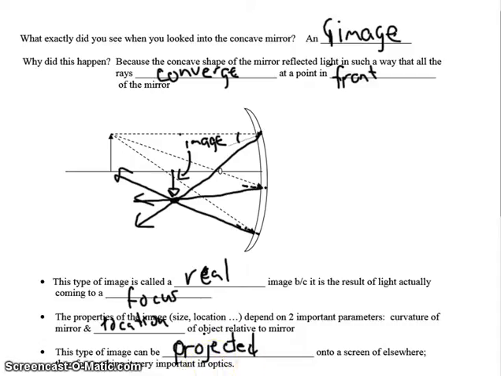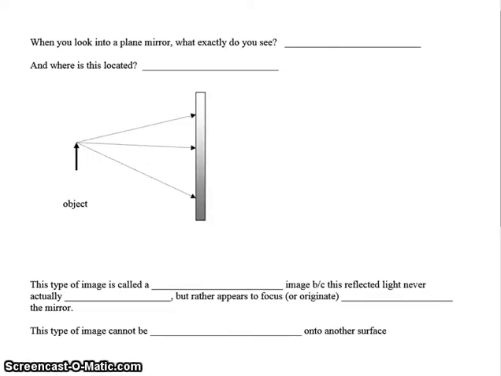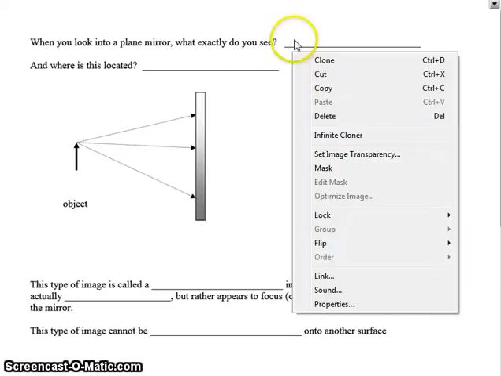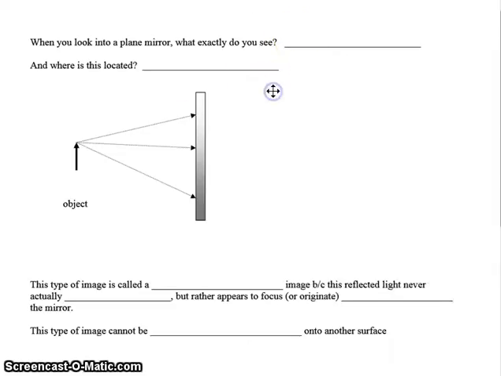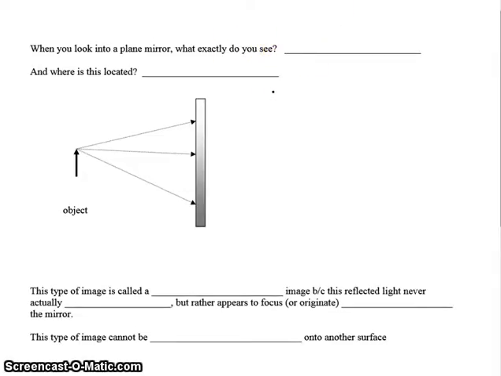Now, the other mirror we looked at was the plane mirror, the more common mirror. And again, when you look into a mirror, you might say you're seeing a reflection of yourself, but again, the technical term is an image. Okay, the question is, how does this image contrast with the image we saw in the concave mirror? And where is it located?